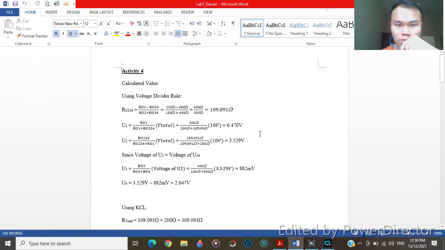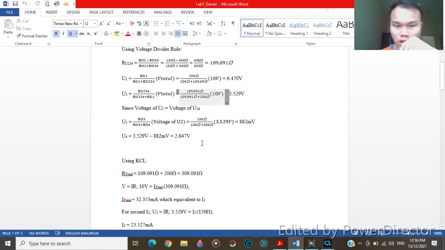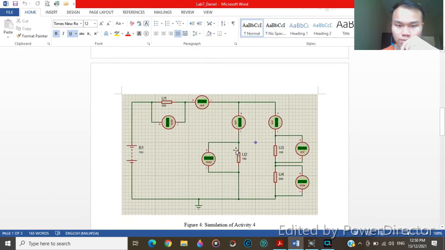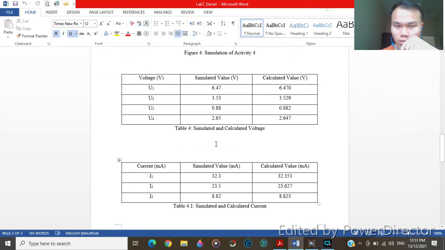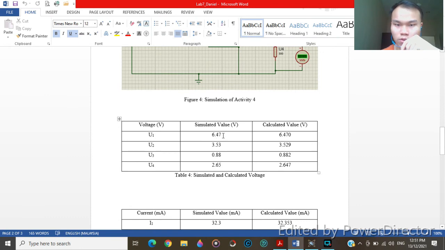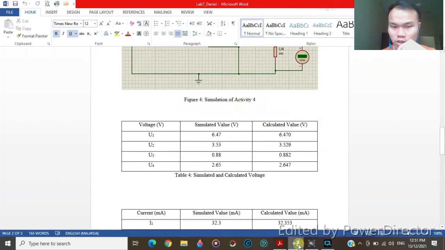I'm also going to use manual calculation using the voltage divider rule. I'm going to calculate all these values and insert them in a table over here. Okay, so I have a table here. Resistor 1, the voltage across U1 is 6.47. Then you can see 0.53, 0.882, and then 2.565. This is the result I get.